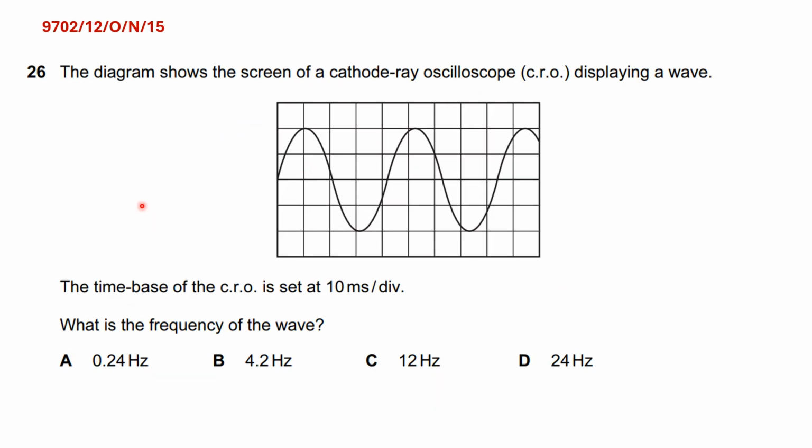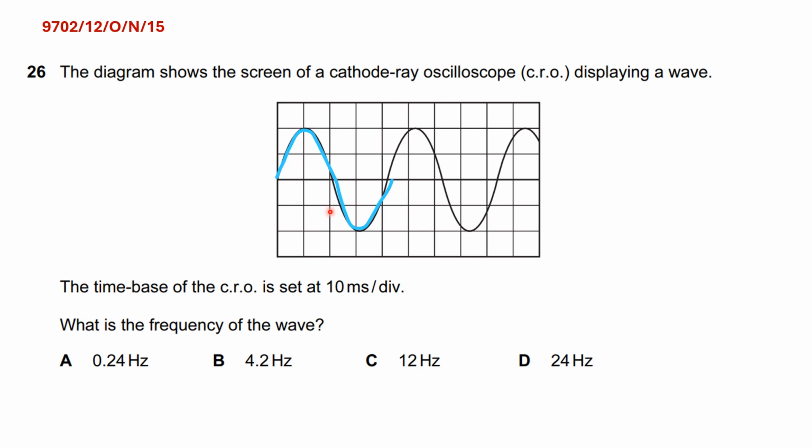Please try this by yourself before I review my answer. The diagram shows the screen of a cathode ray oscilloscope displaying a wave. The time base of the CRO is set at 10 milliseconds per division. What is the frequency? Number one, find one cycle right here.